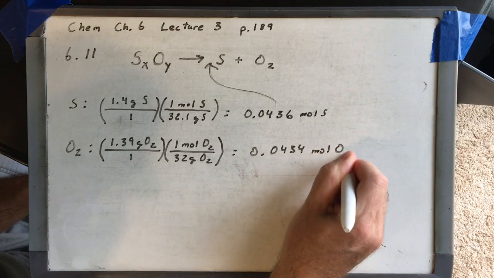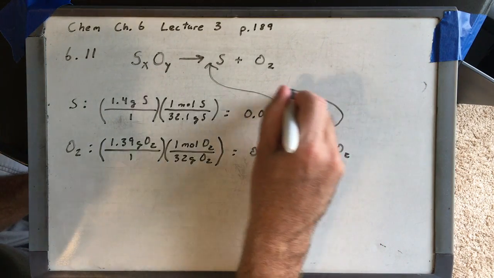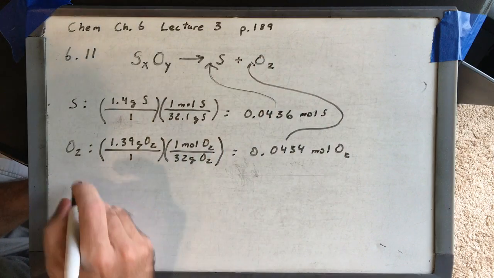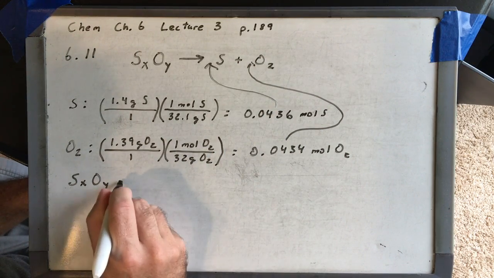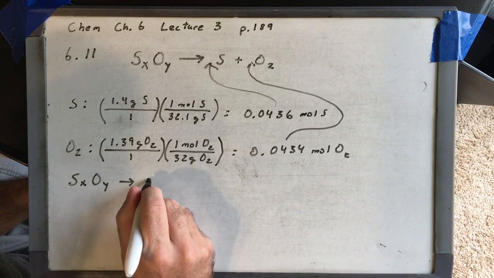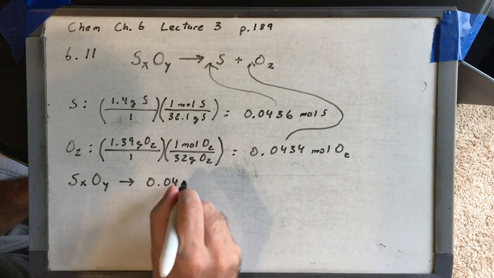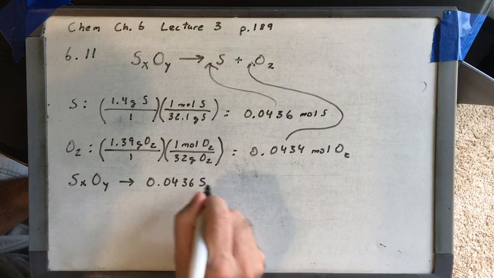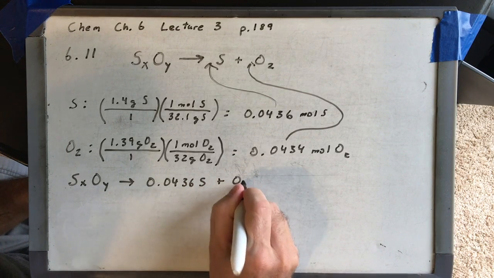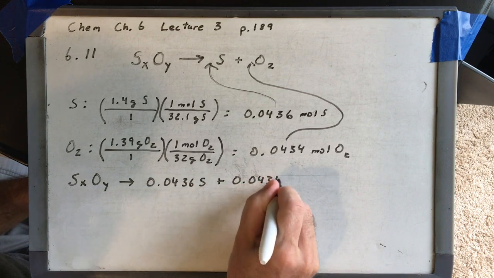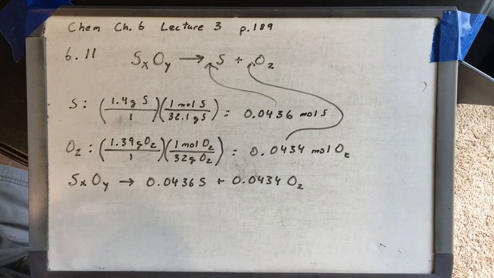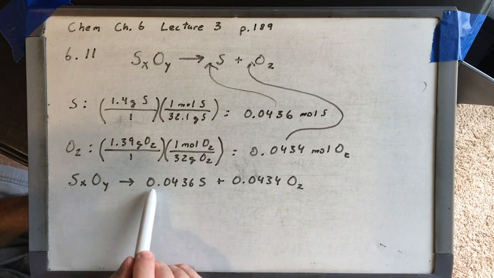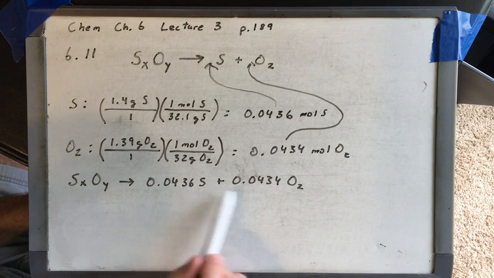Moles of O2. Okay, so we're going to put that right there. So let's rewrite our equation. SxOy makes 0.0436 S plus 0.0434 O2. Now we learned in chapter 4 when we were balancing that we can't have decimal numbers. It's got to be whole numbers.